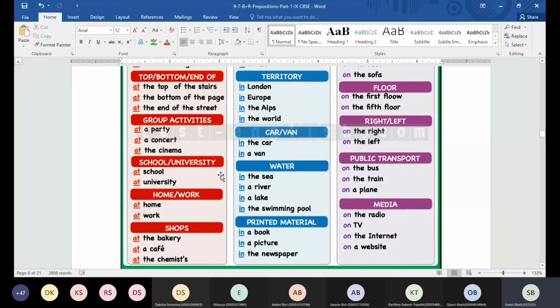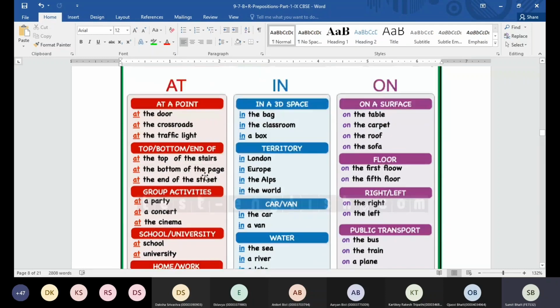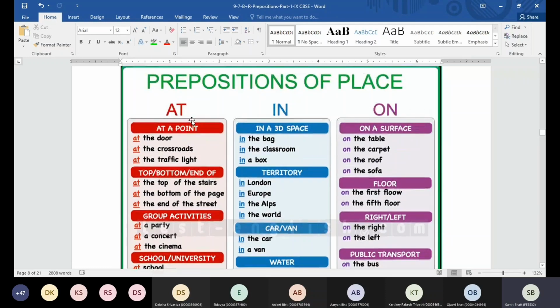If you refer to home and work, so home and work are also at some particular space, particular area. So we can use at home. Where is your brother? We can say at home or at work. Shops, if you refer to them, then also we use the word at because they are also particular places. At the bakery, at a cafe, at the chemist. In all these cases, we are using at when we are referring to a particular area, particular place.